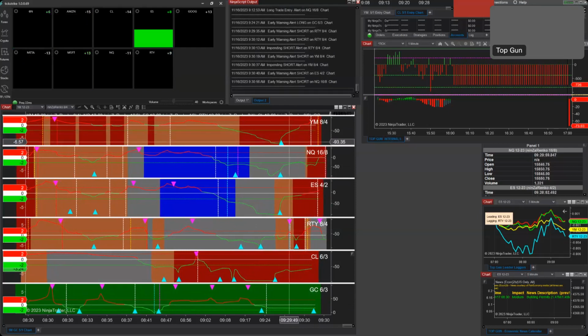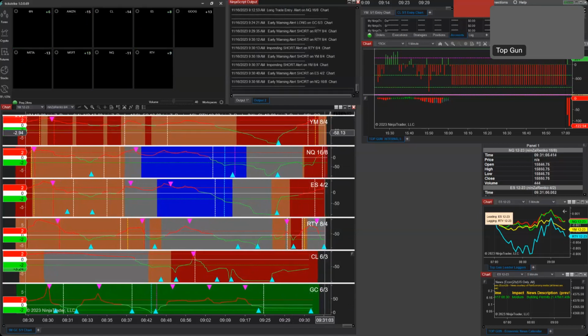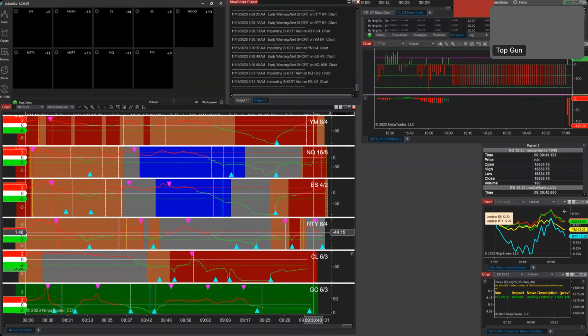I do a lot of cycle work, so the cycle is actually up. Right now we're pushing up. Orange is a conditional short, meaning you want to confirm with other indicators that we have. Red is kind of fish in a barrel shorts. Green is the fish in a barrel longs. Gray is sit on your hands.